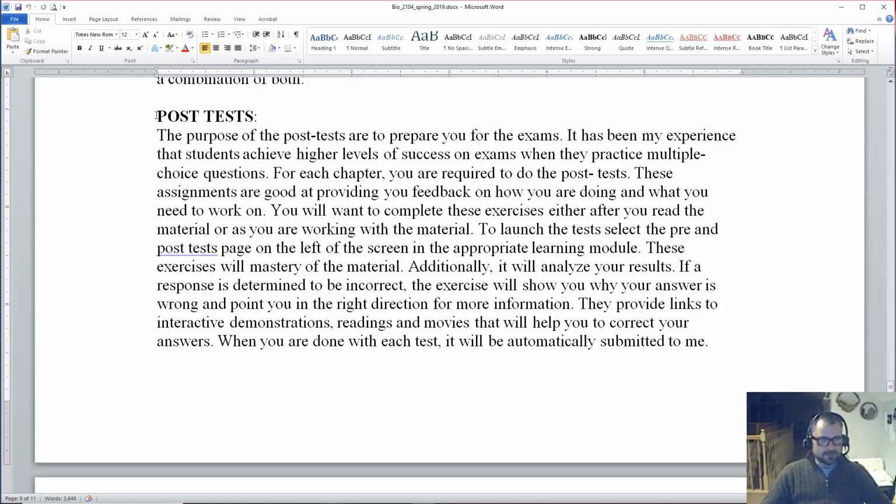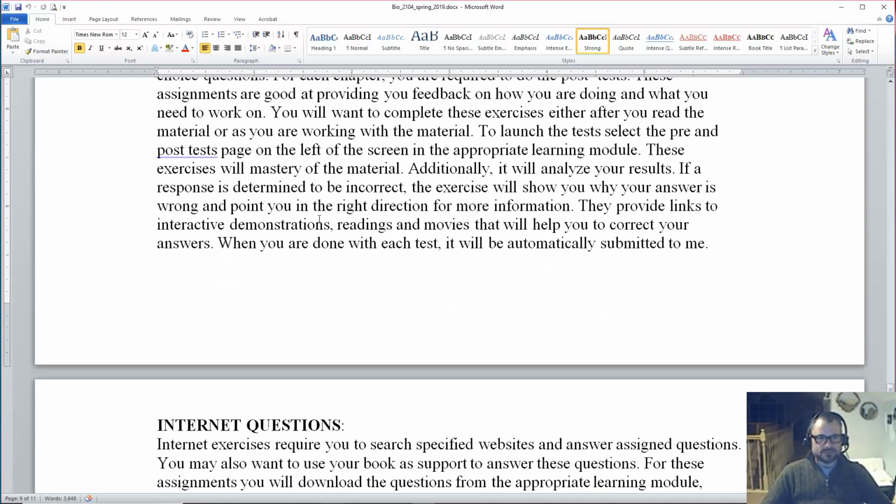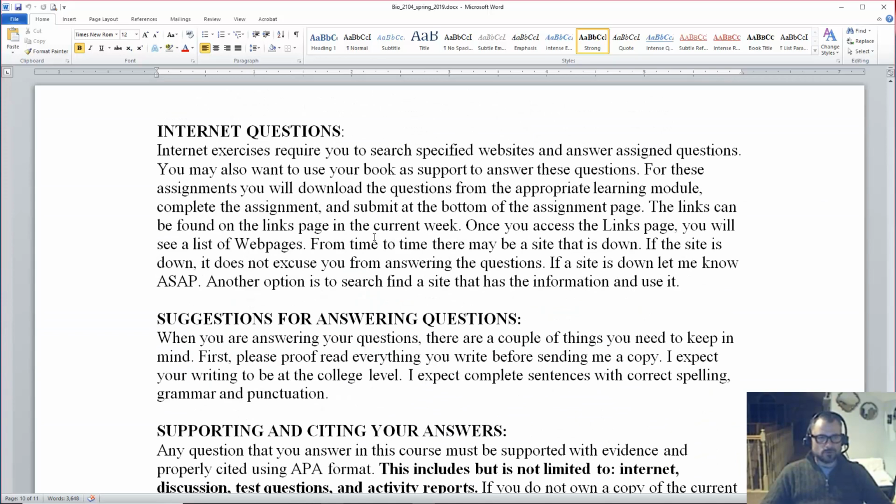The good thing about the post-test, though, is, like I said, they're supposed to be practice. So you can go in there, you can take them as many times as you want to earn as many points as you want. This is your practice for the course. We don't really have internet questions anymore. I used to do those all the time. They're still in the syllabus, but I have not really done questions anymore.